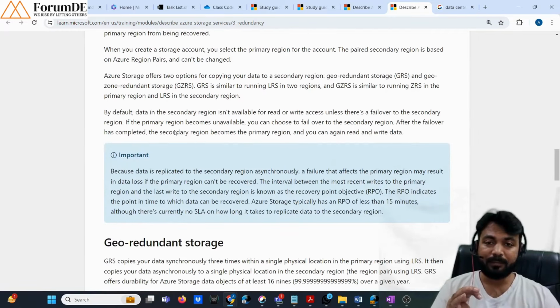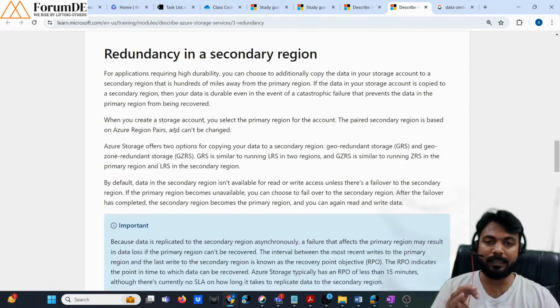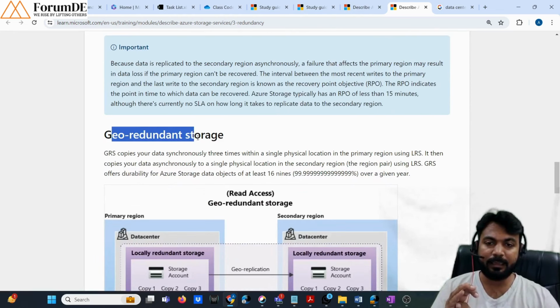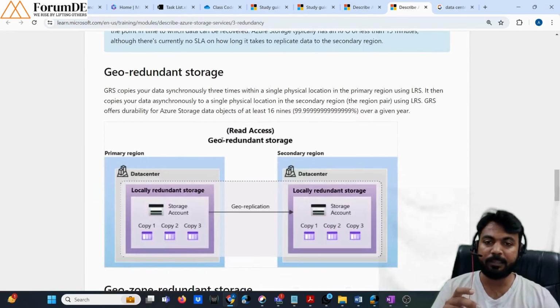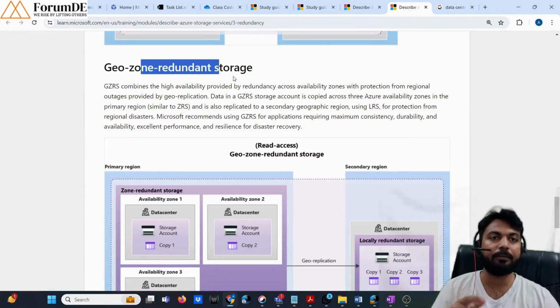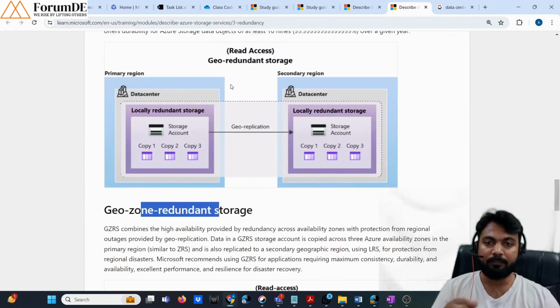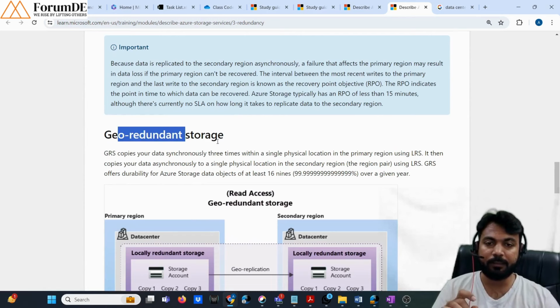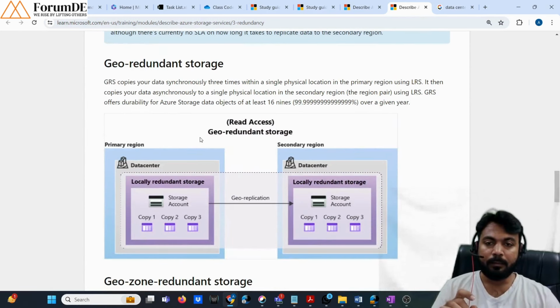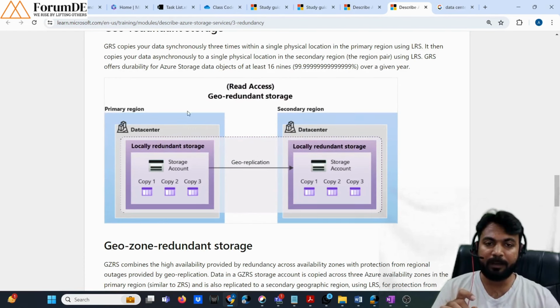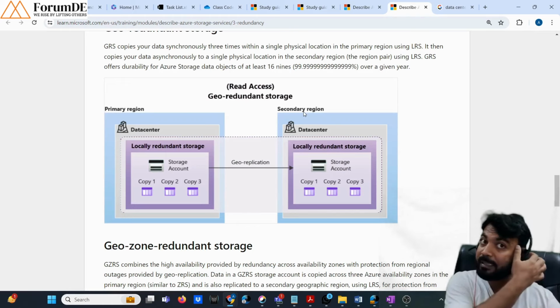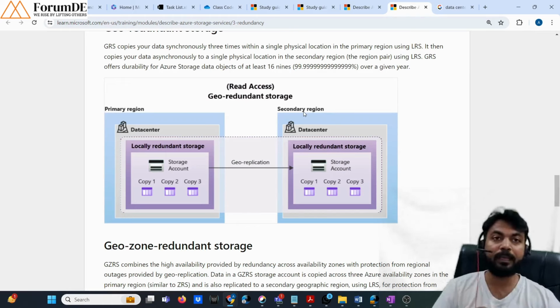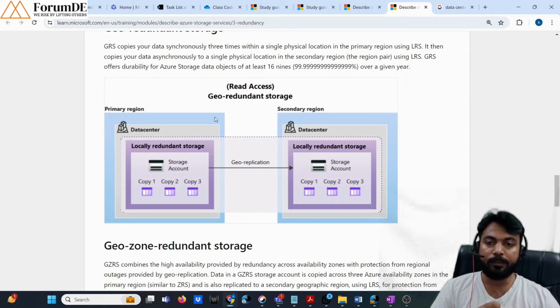Now, when we talk about redundancy in a secondary region, here geo-redundant storage and geo-zone-redundant storage come in. I will talk about primary and secondary region within a few minutes. First of all, let's understand what geo-redundant storage is. There is something called a primary region and a secondary region. These kinds of setups are done to save us from any kind of natural disaster. Suppose the primary region is Gurgaon and the secondary region is Bangalore.